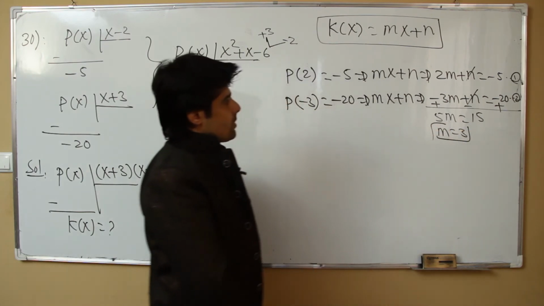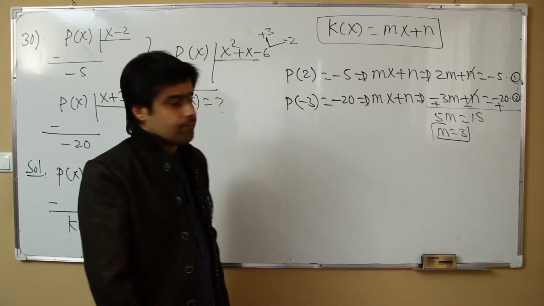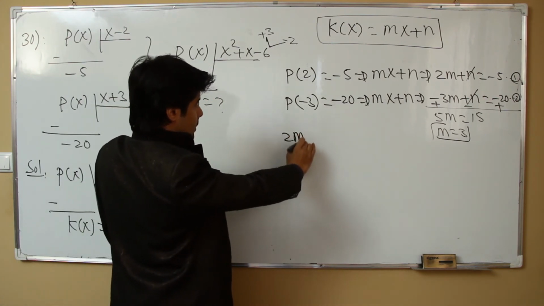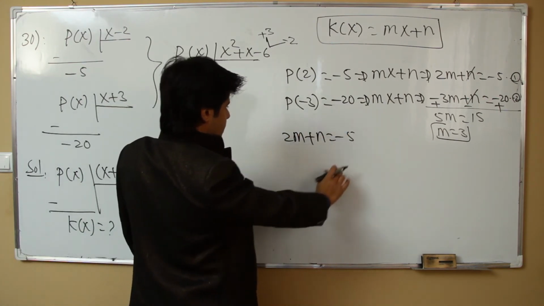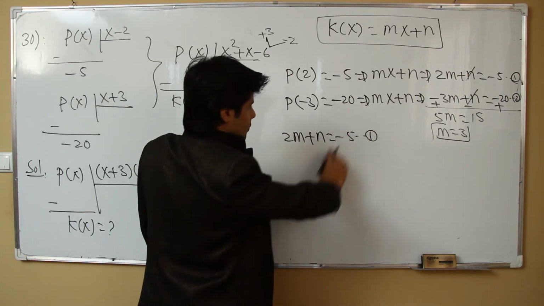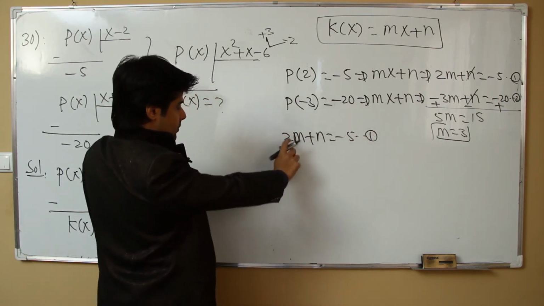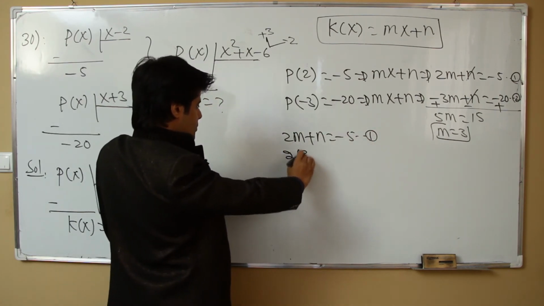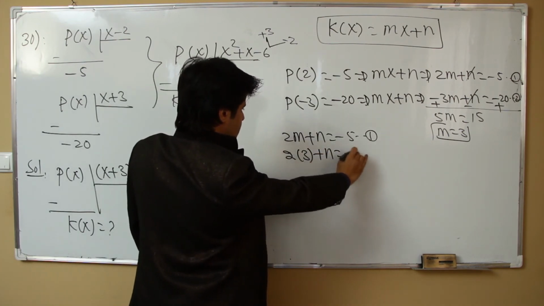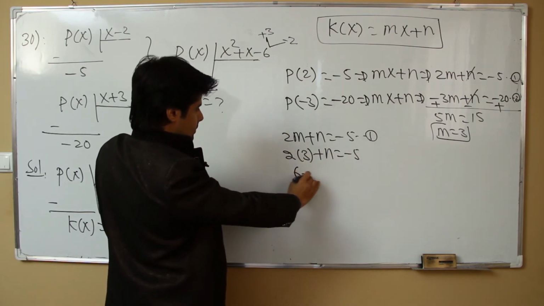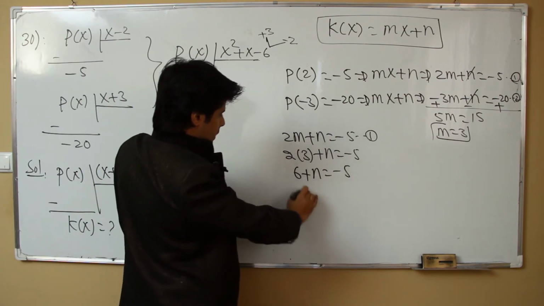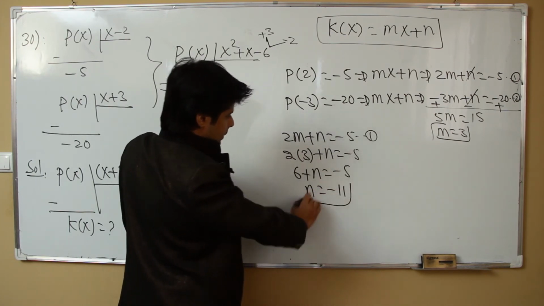Put m into the first equation or second equation. 2m plus n is minus 5. This is the first equation, which is simple. Instead of m, you have to put 3. 2 times 3 plus n is minus 5. So 6 plus n is minus 5. n will be minus 11.